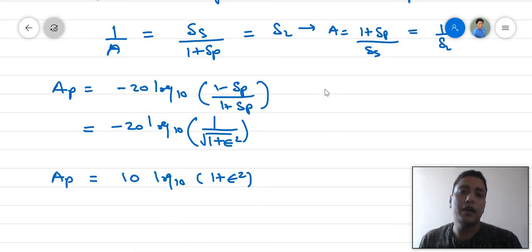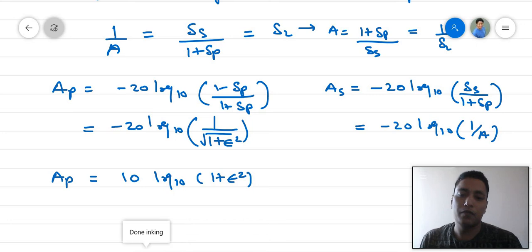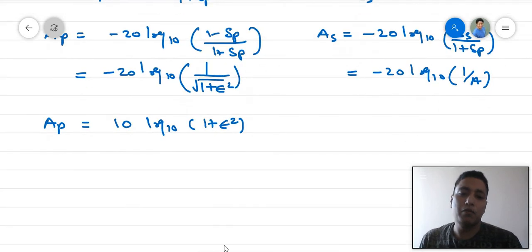Similarly, for stopband attenuation, AS in the FIR filter will be equal to minus 20 log base 10 of delta S over 1 plus delta P. Substituting the value will give minus 20 log base 10 of 1 by A, so it will be plus 20 log base 10 of A.